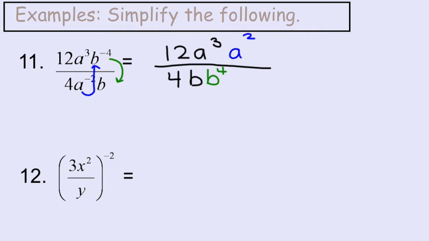Now can we reduce? 12 and 4 becomes a 3. And now what do we do with these two? They are multiplying each other. So we add those exponents. That's a to the 5th. What do these become? Add those exponents, and you get b to the 5th.